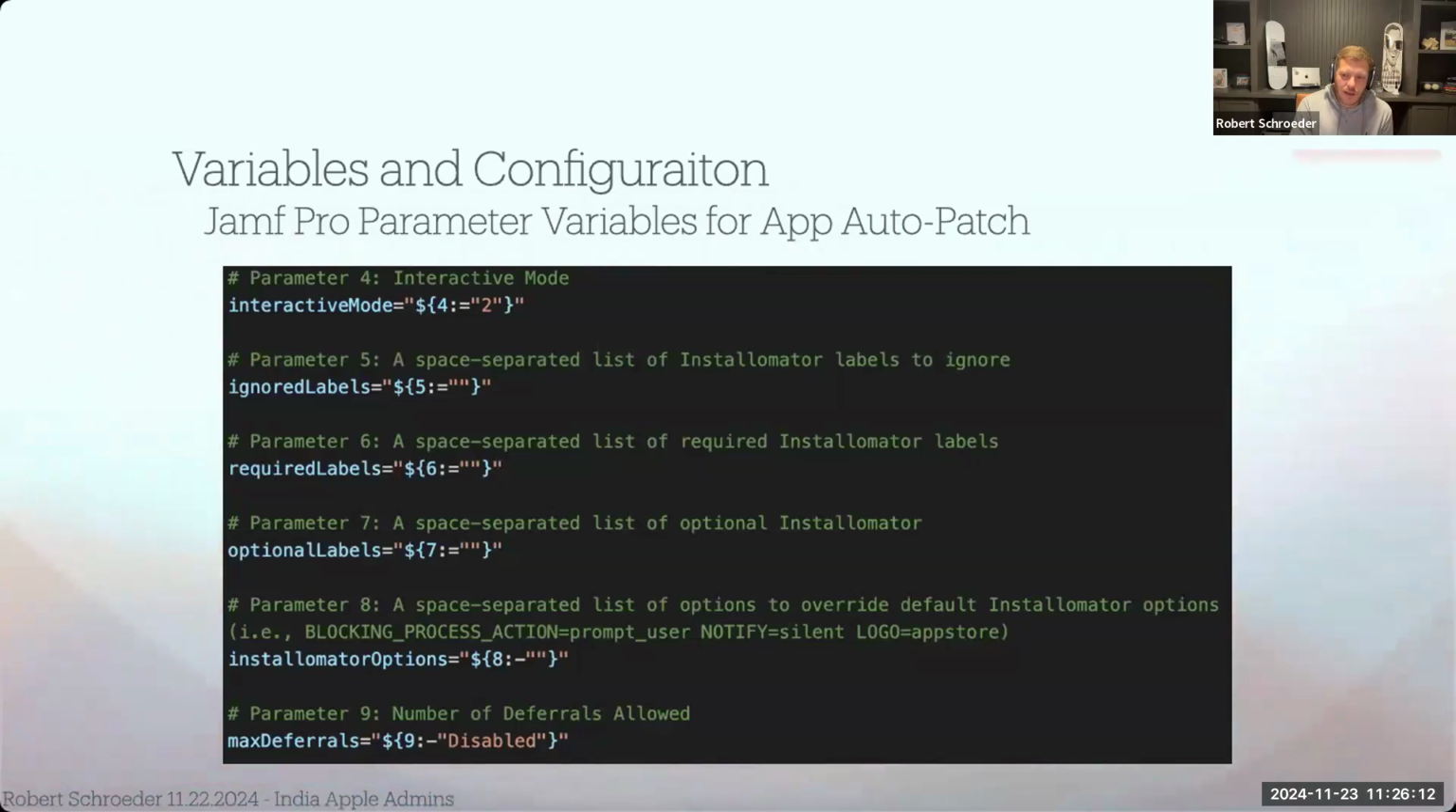So if there are any parameters that Installomator uses that you want to overwrite, you can use parameter 8 there to define your own Installomator options. Parameter 9 is for deferral mode. So the default is disabled within App Autopatch, but setting this parameter to an integer will enable deferral mode and set the maximum number of deferrals. So if you wanted to give your users 3 deferrals, you can set this to 3, and then it'll go through like that.